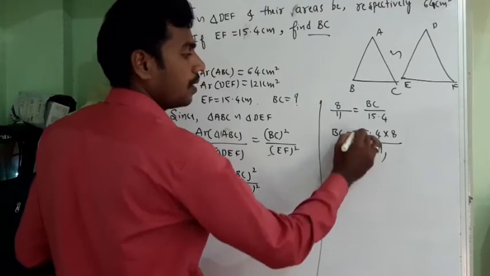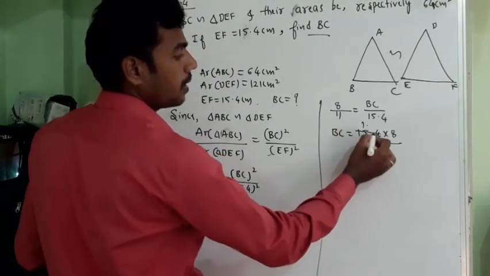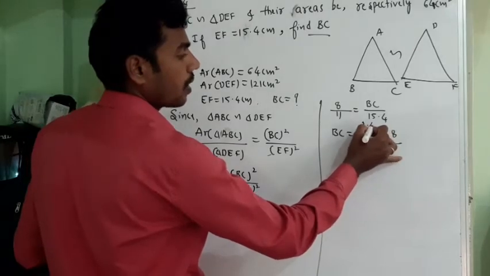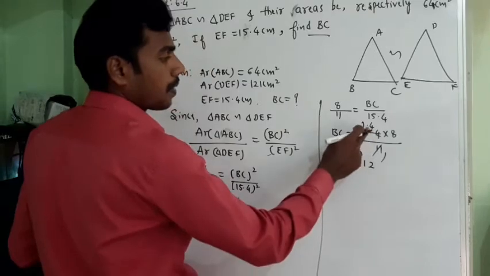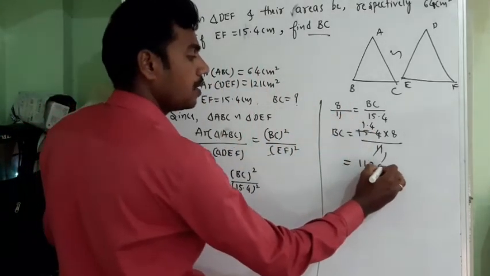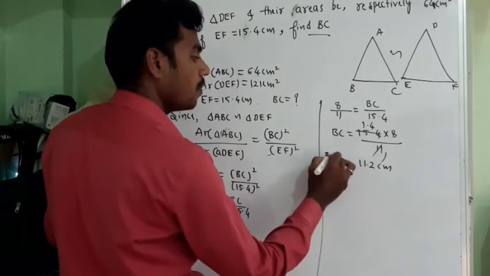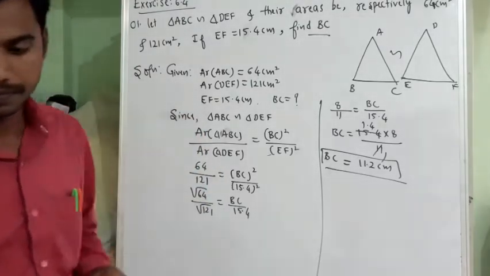11 ones are 11. 4 left, 44. Decimal point. 11 fours are 44. 14 eights are 112. So after the decimal one digit should be there. 11.2 centimeter. The value of BC is 11.2 centimeter. Please note this one.